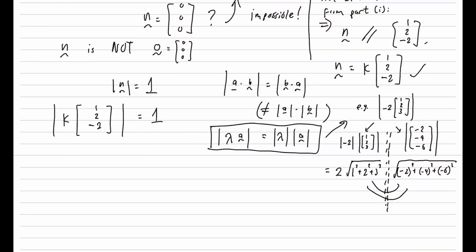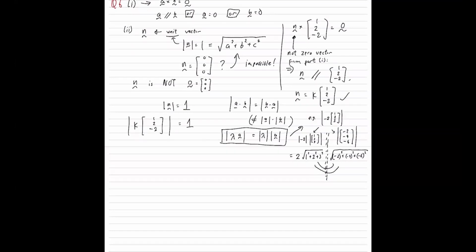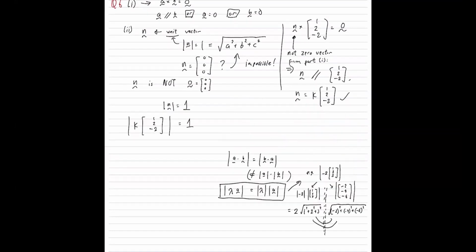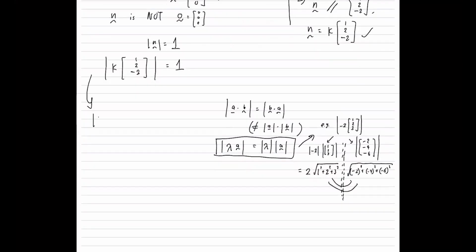Yeah. So that means that I can now rewrite this as modulus of k times modulus of the vector 1, 2, negative 2, equals to 1. Over here, you need to find out the modulus of the vector 1, 2, negative 2, which is what the question was doing. You realize that it'll just be square root of, it'll just be 3. Okay? So modulus k times 3 equals to 1. Okay?